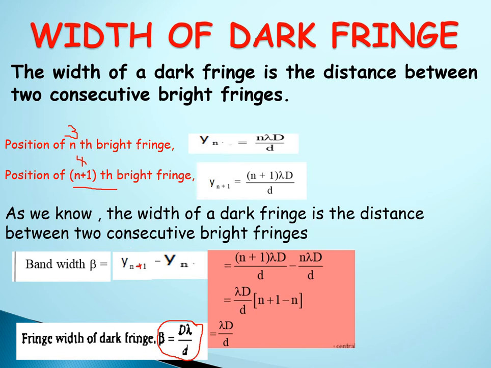So we are going for nth bright fringe and n plus 1th bright fringe, two consecutive bright fringes, and their positions yn, n lambda D by d, yn plus 1, n plus 1 lambda D by d. Then we find the difference between them. You get the width of the dark fringe as lambda D by d. Remember, capital D is in the numerator and small letter d is in the denominator. Okay.